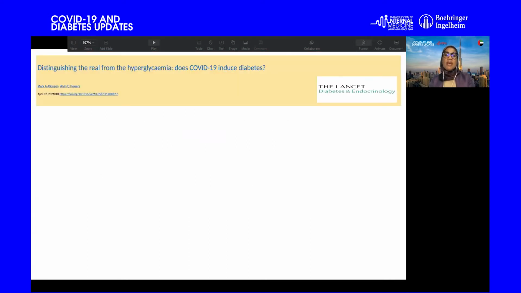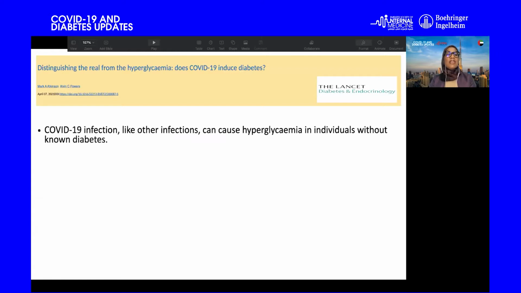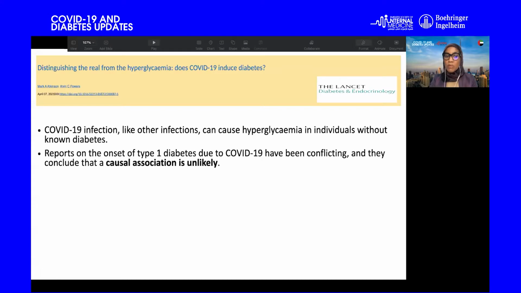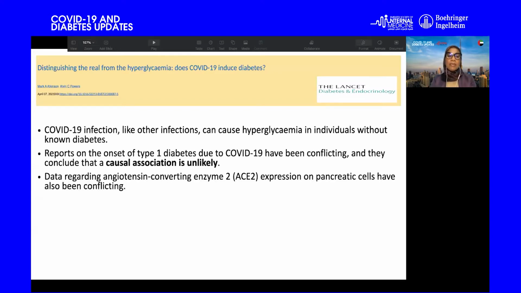Now, there was another interesting article that came out in April this year in the Lancet Diabetes and Endocrinology. Here the authors put forth a few highlights. They said that COVID-19 infection, like other infections, can cause hyperglycemia in individuals without known diabetes. Reports on the onset of type 1 due to COVID have been quite conflicting, and therefore they concluded that a causal association is probably unlikely.